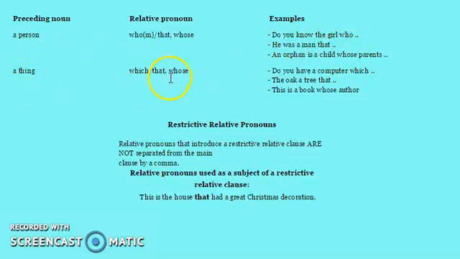For things, which, that, and whose. Some examples of this are: Do you have a computer, which? The oak tree, that. This is a book, whose author. The relative pronouns would be which, that, and whose.